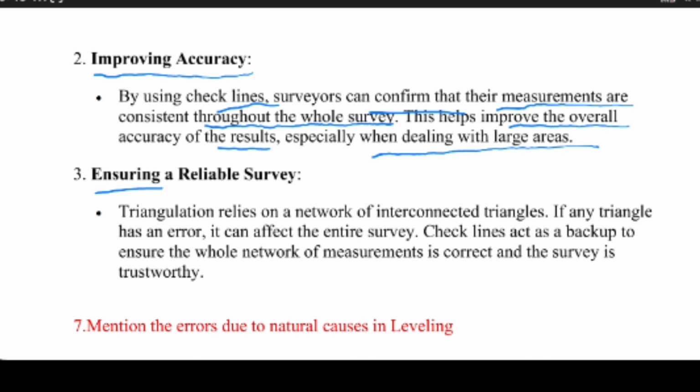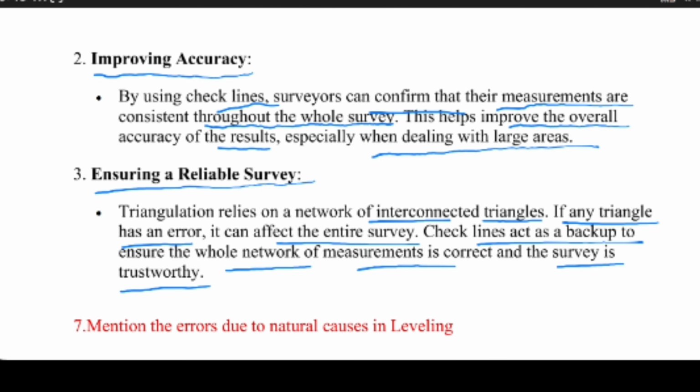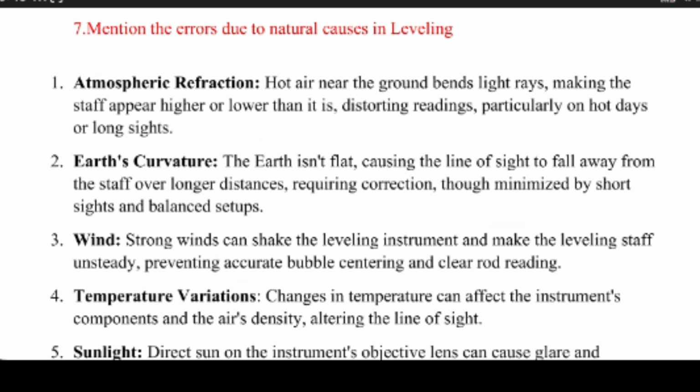The next point is ensuring reliable surveying. Triangulation is a network interconnecting a number of triangles. If any triangle has an error, the entire survey is affected. A checkline acts as a backup, ensuring all the network is measured correctly and the survey is trustworthy. The triangulation survey is divided into a number of triangles, so if any triangle has an error, you can use the checkline.